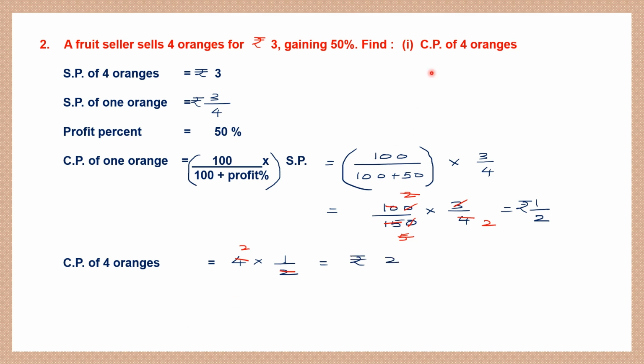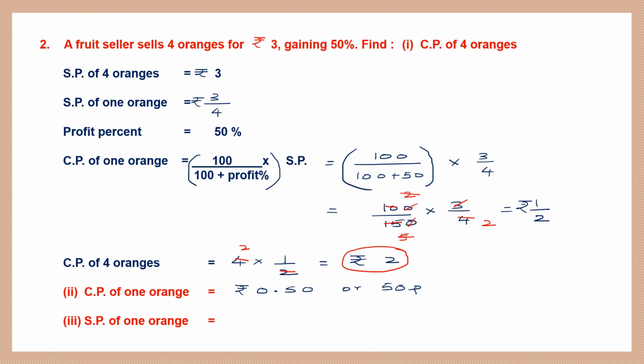So this is the first question. Find the cost price of 4 oranges, and we have found that the cost price of 4 oranges is 2 rupees. Then we've been asked to find the cost price of 1 orange, which we already found to be half a rupee. That is, the cost price of 1 orange we can say is 0.50, or we can say 50 paise. 50 paise is the cost price of one orange.